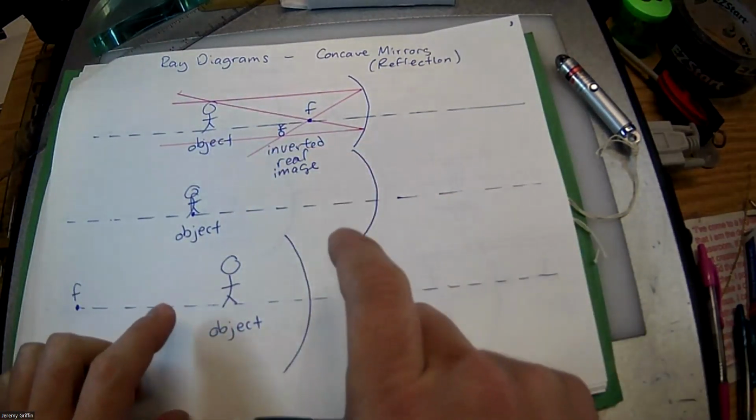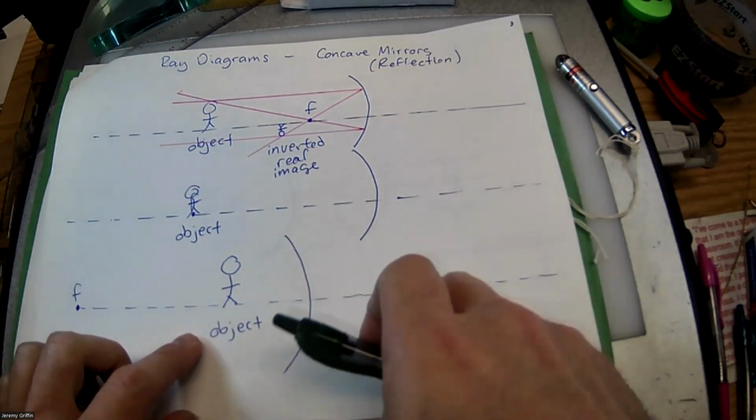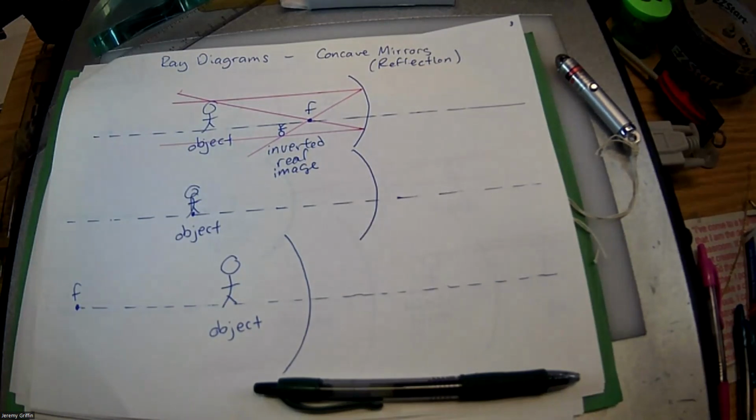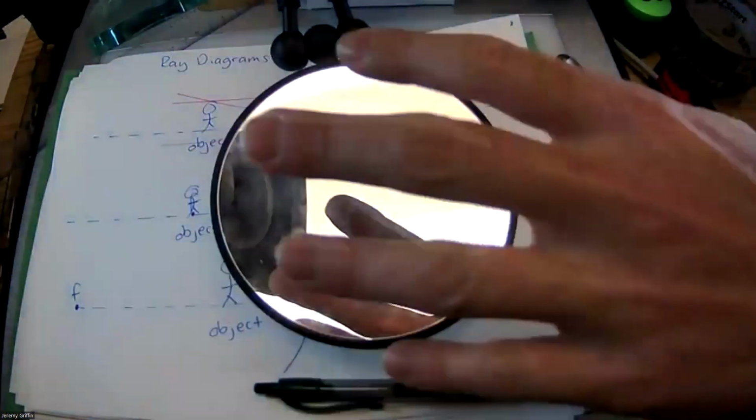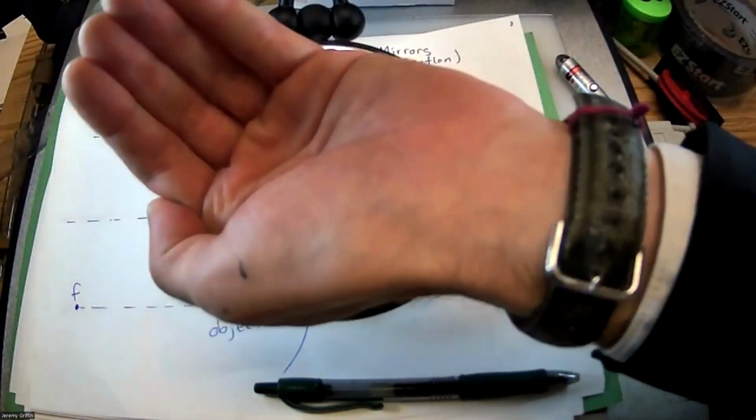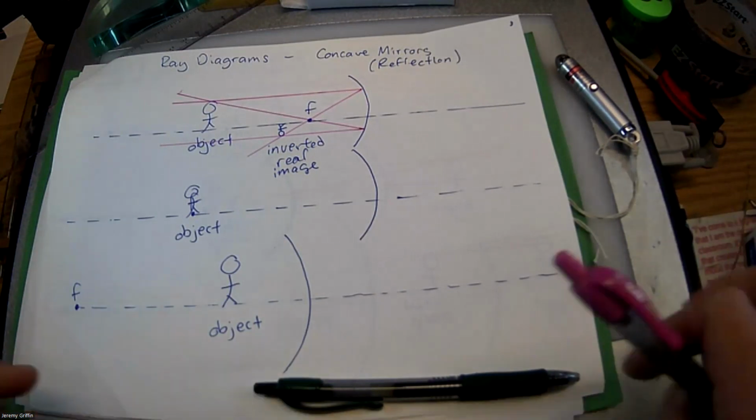I'm thinking this is probably going to be the cosmetic mirror situation, and you know what that's for. It's to blow up your face really big. That's this right here. If you have this pretty close to your face, it's going to blow up your face pretty big. It has some concavity to it. So I'm looking for that to be the answer, but let's do the ray diagram and find out for sure.